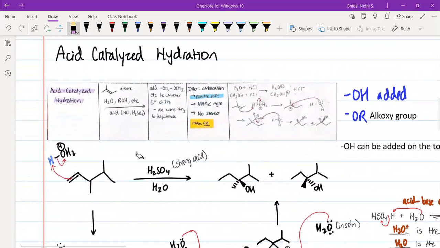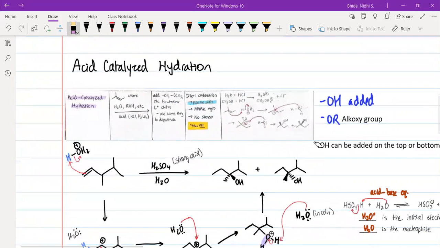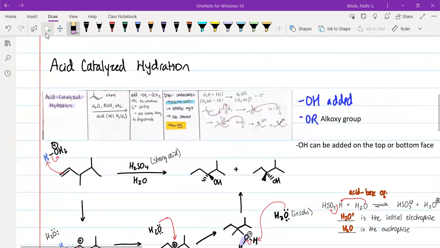So in our example, we're going to use water and the strong acid H2SO4. But remember, you could also see an ROH or you could see HCl and it's still the same reaction. So in this case, we're adding OH or an OR group to wherever the carbocation is shifting. And once again, that O group, whether it's OH or OR, can be added to the top or bottom face of that molecule. So just something to keep in mind.